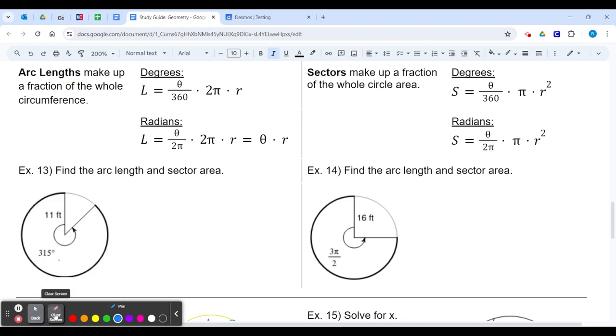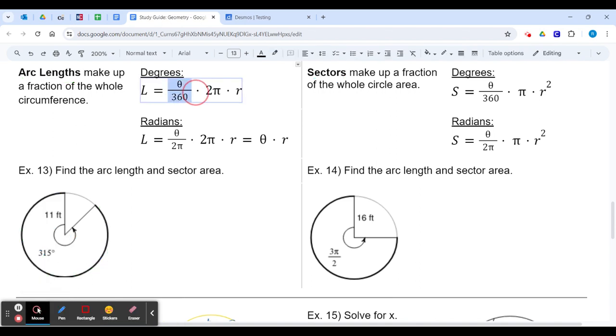So in all of these cases, we are going to have formulas that are fractions times wholes. In degrees, our fraction is always going to be whatever angle divided by 360. With radians, it'll be divided by 2 pi, because in both cases that makes a full rotation. With arc length, it's going to be times our circumference formula, 2 times pi times r. With sectors, same fraction setup, degrees with 360 on the bottom, radians with 2 pi on the bottom. But then we're using our circle area formula, pi r squared, in both of those cases.